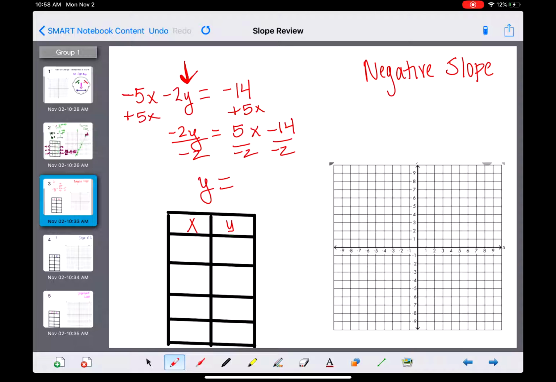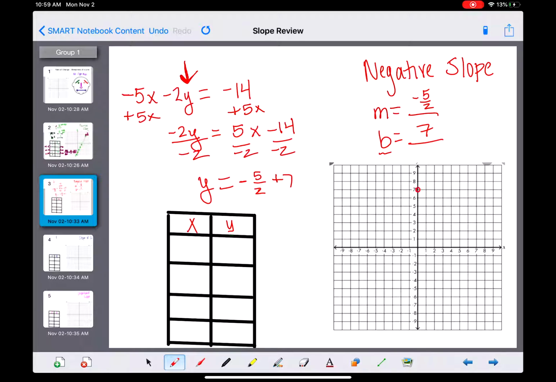5 is not divisible by 2. So therefore, I'm going to leave that as a fraction, as -5 over 2. 2 does go into 14, though, so I'm going to add 7. Now I've changed this into slope-intercept form, so I'm going to write down my slope is -5/2. My y-intercept is +7.